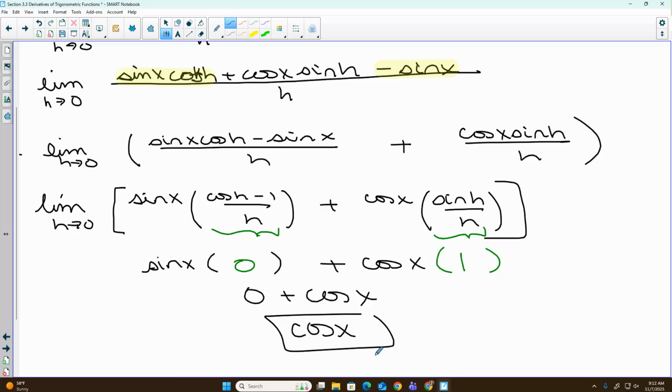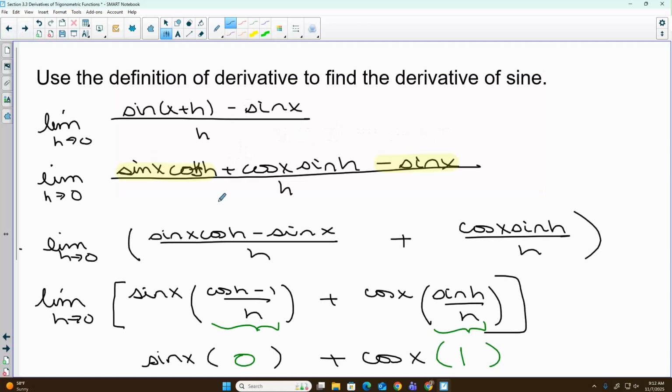Alright, I'm never going to make you do this proof, but I wanted to explain why it is what it is, not just because I said so. We can use our trig identities and limit laws to get there. So from now on, we know this. Derivative of sine is cosine.